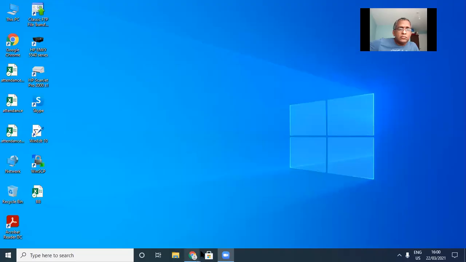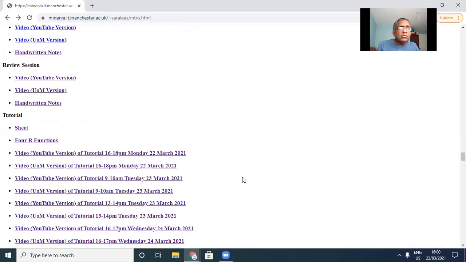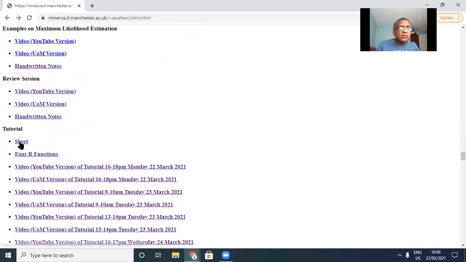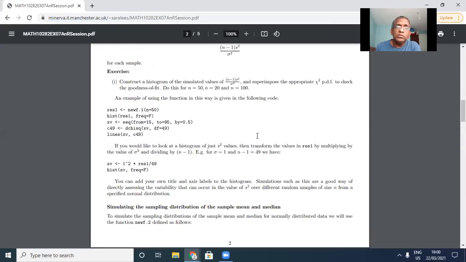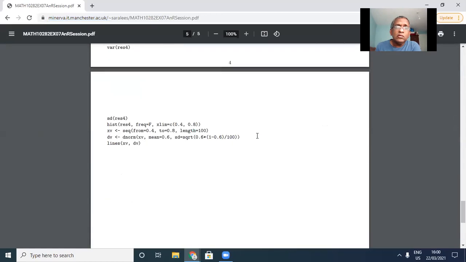So let me show you the tutorial sheet if you haven't seen it already. If you go to week 7, this is the tutorial sheet for today. This is the last of the computer tutorials. So this is the very last one.